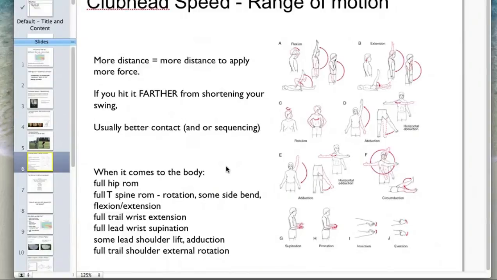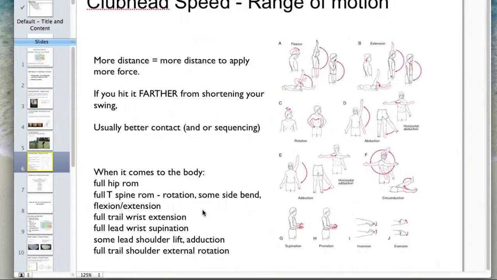So when we look at this displacement and range of motion, we're going to look at the big pieces of the body. When it comes to the body, we can use full hip rotation, we can use full spine rotation, side bend, and even some extension in the backswing. We can use the trail wrist in flexion and extension pretty much as we can, and we can use the lead wrist in supination pretty much as we can. The shoulders are going to lift, and the trail arm is going to externally rotate.